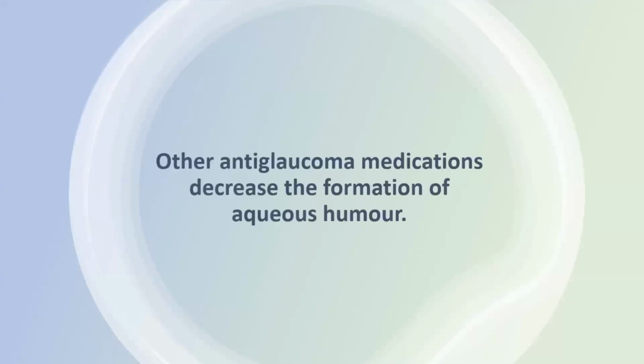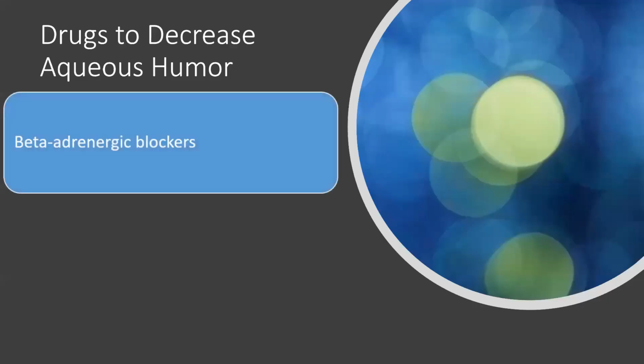Now, other anti-glaucoma medications that decrease the formation of the aqueous humor are the beta-adrenergic blockers, which reduce the IOP but do not alter the pupil diameter or produce cycloplegic effects.